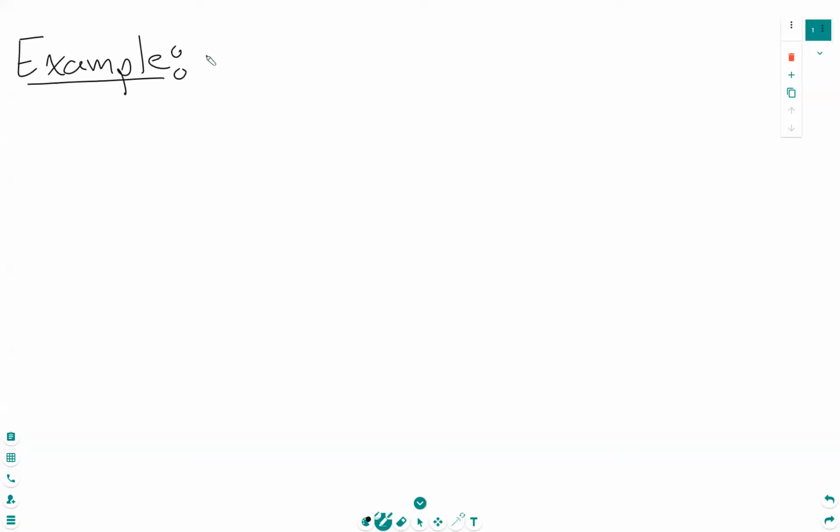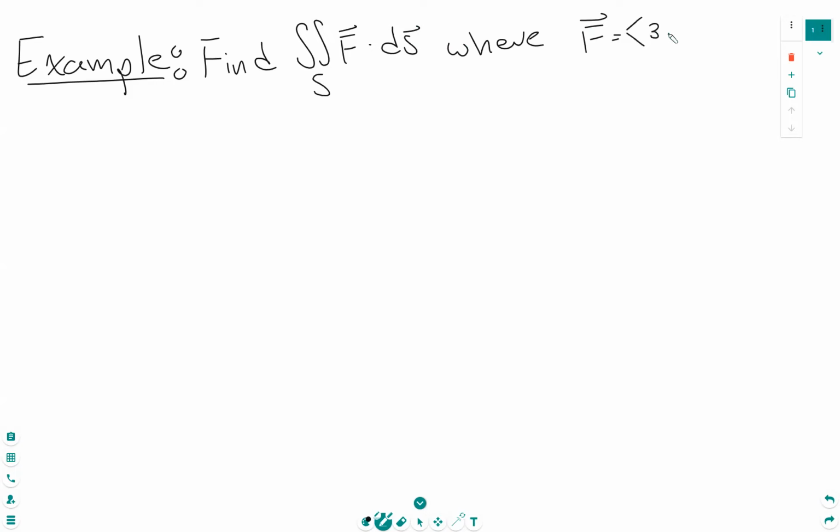So our example is find the surface area integral of F dot dS, where our vector field F is 3x, 2z, and 1 minus y squared. Oh no, it kind of gets cut off there, huh? Oh, it did still draw. Okay.